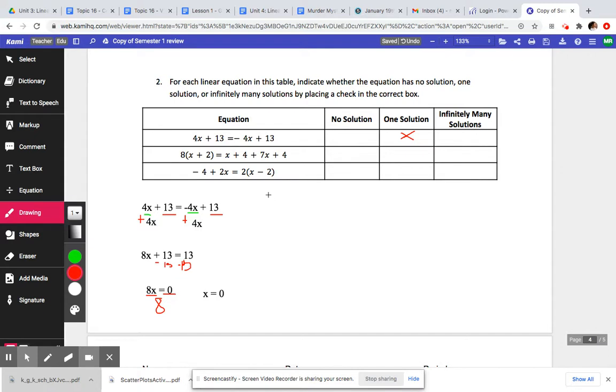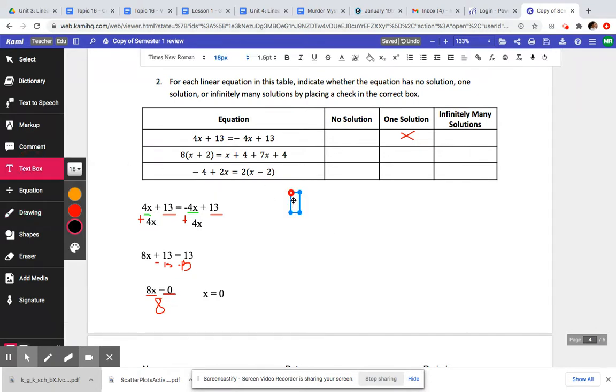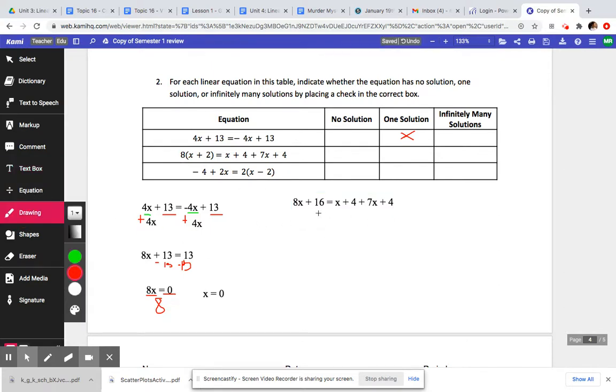Let's do question number 2. I'm going to do the distributive property. We're going to rewrite it. So 8 times x is going to be 8x plus 8 times 2 is going to give you 16, and then rewrite everything we haven't touched. If you're confused on what I just did, I skipped step 1 and already did the distributive property and multiplied that in. Now let's ask ourselves, do we have like terms? Yes, we have 8x, we have x, and we have 7x. We also have numbers. We have 16, 4, and 4.